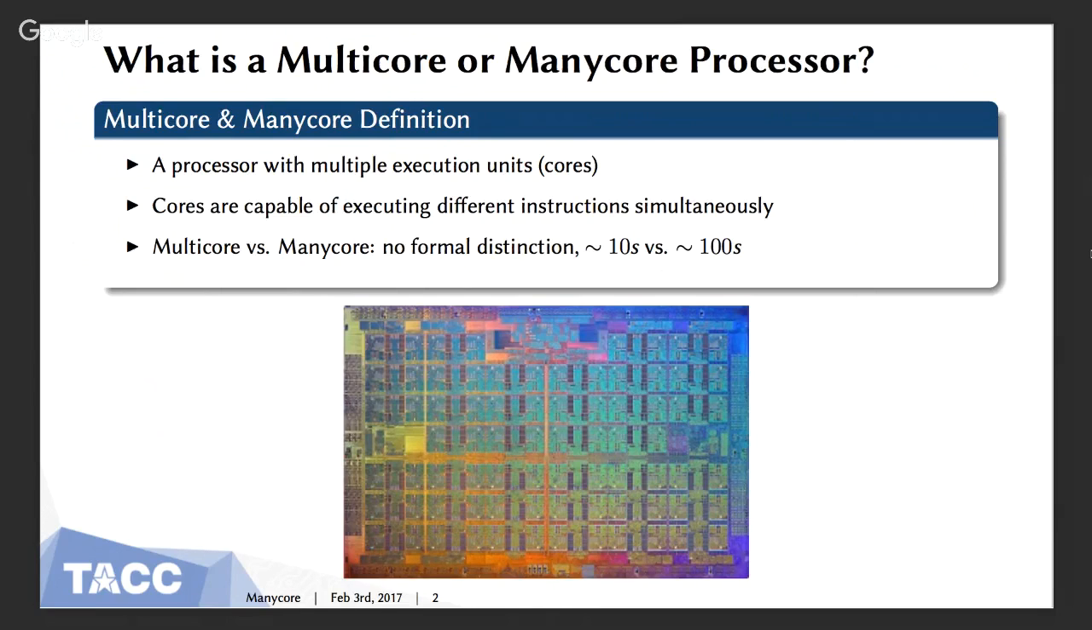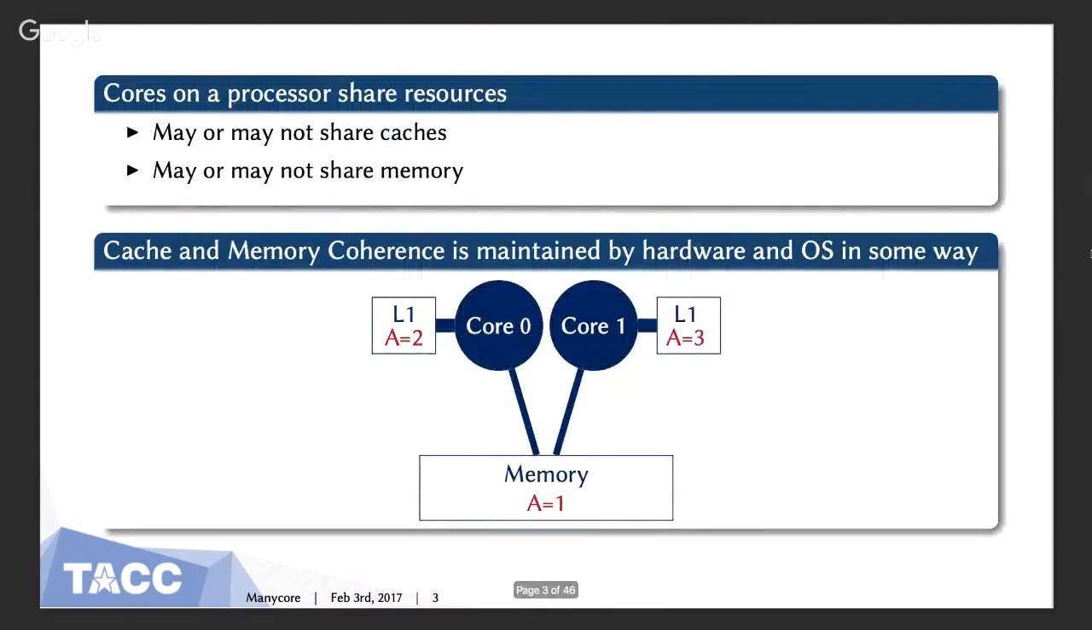This is a photo of a die of a Manycore processor. Actually, this is a KNL processor. And if you look closely, you can see the tiles. Each one of these different squares is a different core on the processor itself. So cores on a processor share resources. They may or may not share caches, which are a type of fast memory. Not shared memory itself.